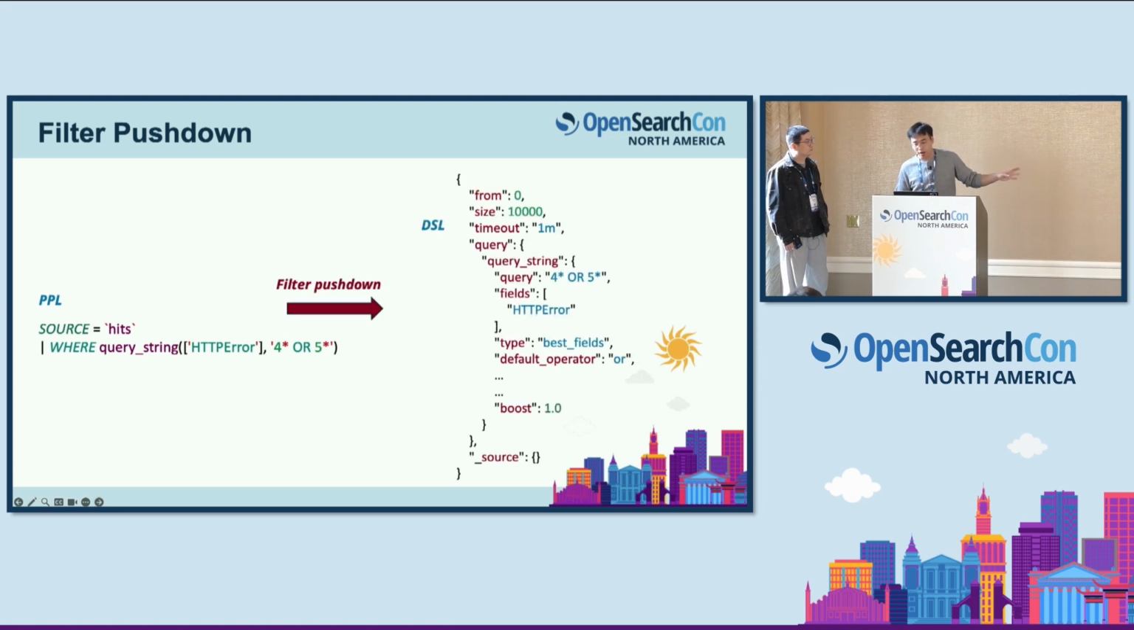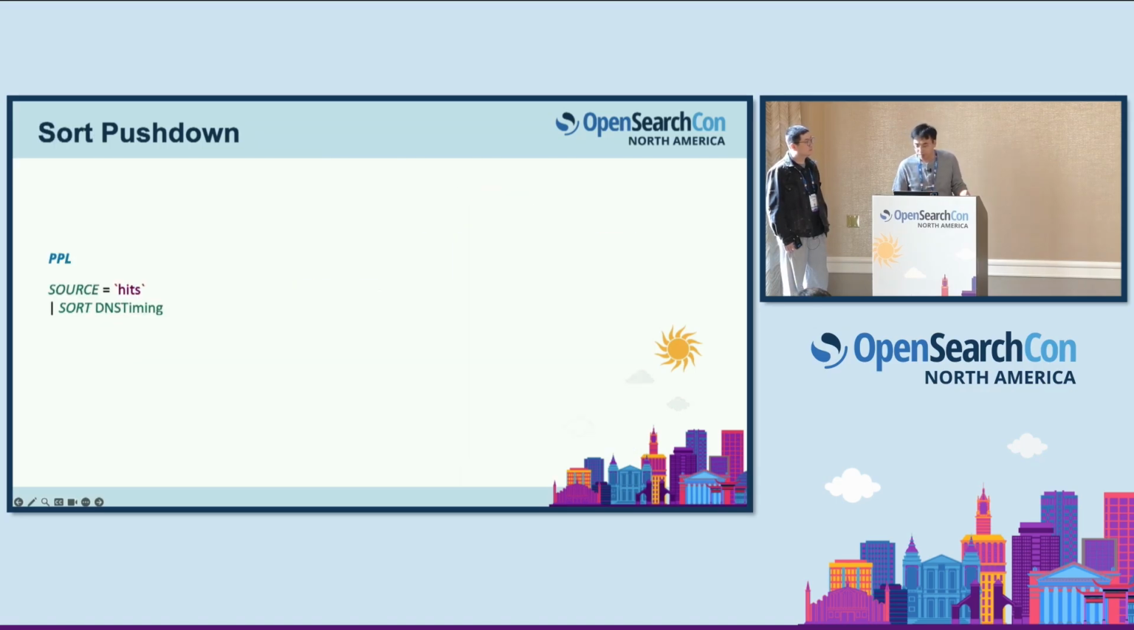We push down the where command into the query statement of the OpenSearch DSL. Besides, we also need to choose the right corresponding type of the search query based on the function used in PPL, such as query string, and put parameters in the right position. Actually, we've implemented a tool named Predicate Analyzer to help us do such a thing.